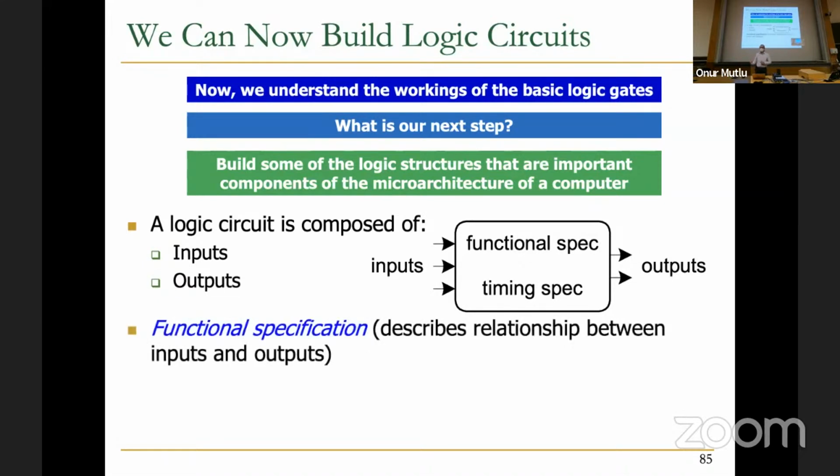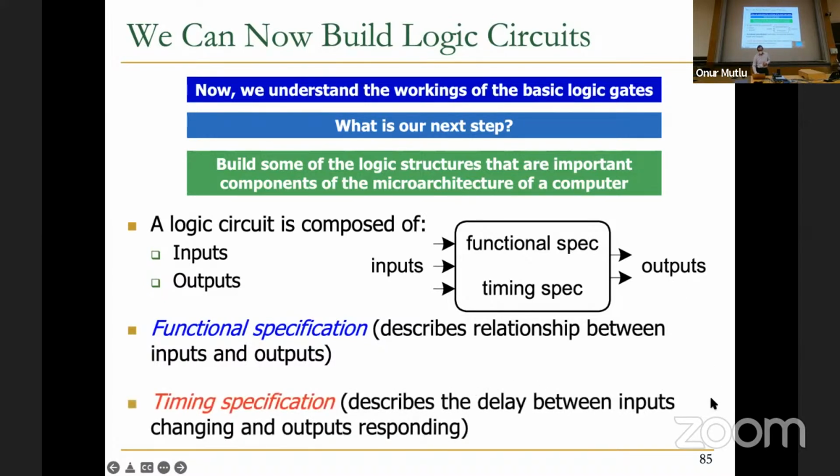So what is functional specification? I think it's kind of obvious. It basically specifies what the circuit should do, right? What the output should be given the inputs. What is the relationship between inputs and outputs? What is the function that the circuit implements? And this is a Boolean function, as we have discussed, because it's based on binary logic.